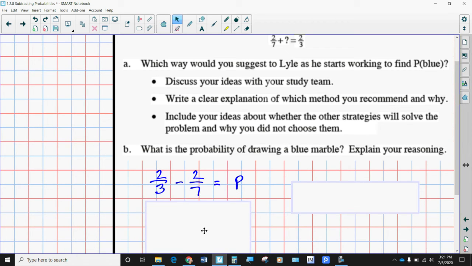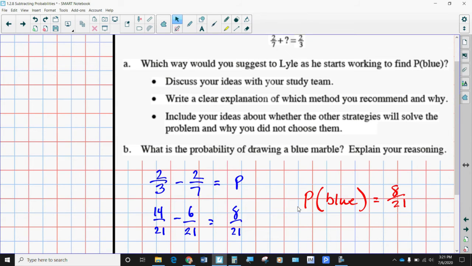So this is basically what we're going to do. We have to take the 2/3 minus the 2/7 to figure out what the probability is. So we'll get a common denominator. And once we get the common denominator, 14 minus 6 is 8. So our probability for blue has to be 8/21. Now, it's always a good idea to check our answer to make sure that this is correct.